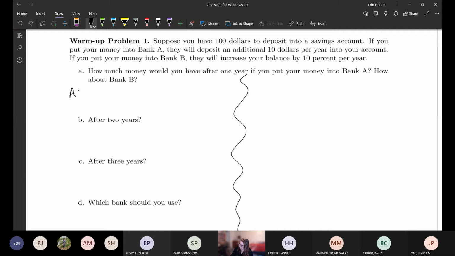Well, in bank A, if you started with 100 and they're just depositing an extra 10 bucks every year, so that at the end of the year they'd deposit an extra 10 bucks, not 10 ducks, $10. So you would end up with $110 in bank A.